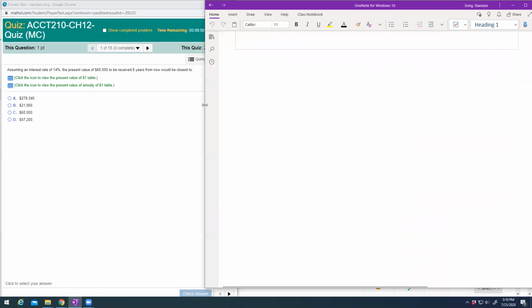First one: assume an interest rate of 14%, the present value of 60,000 to be received 8 years from now will be what? This one is asking you how to get the present value.